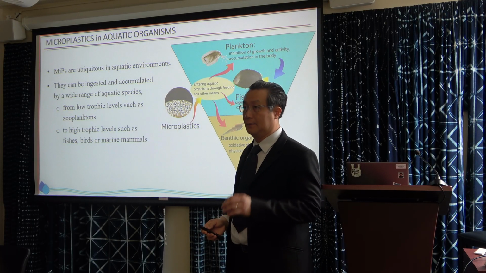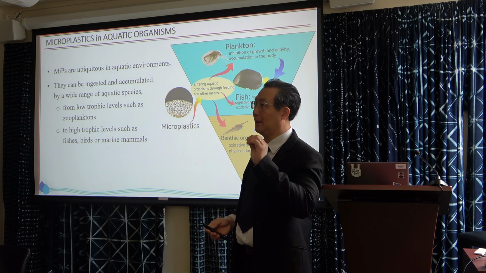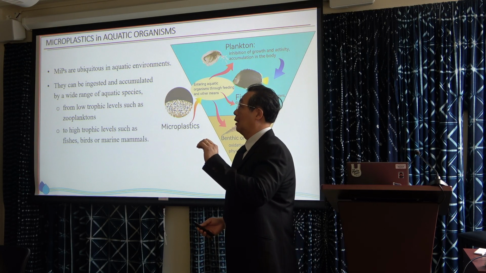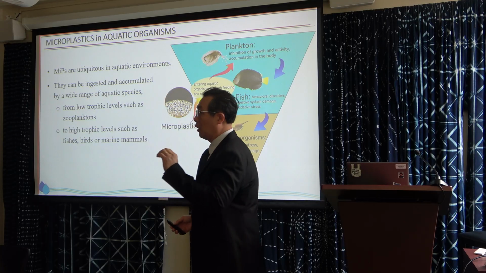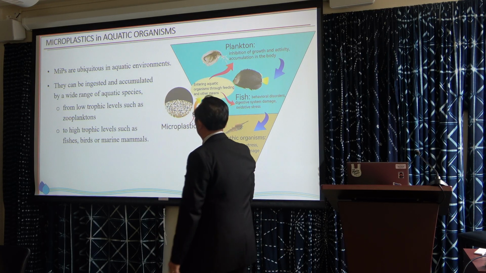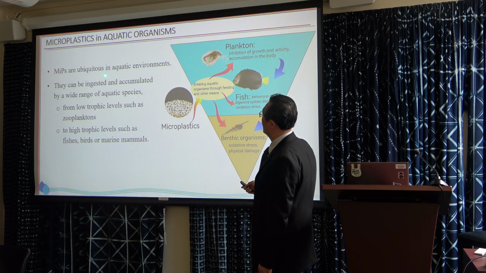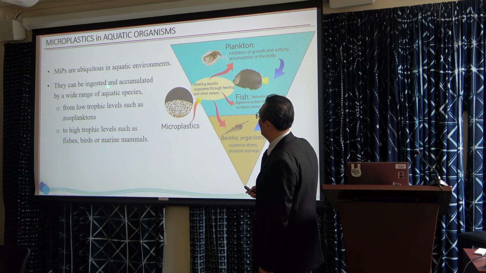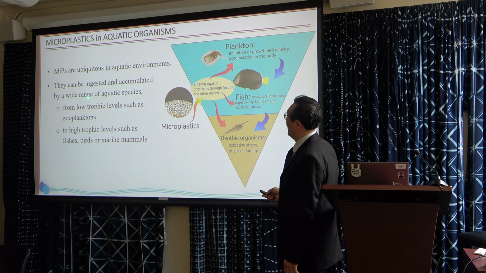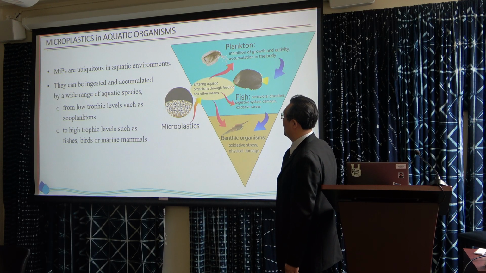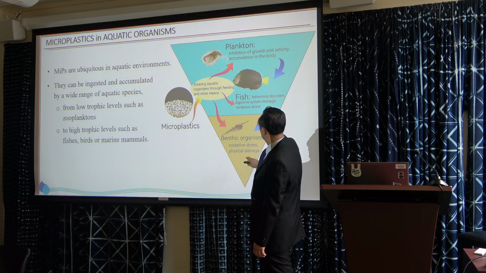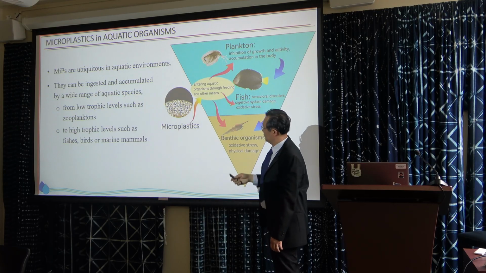If we go further, we investigate how microplastic affects local aquatic organisms. We know that microplastics are ubiquitous in the aquatic environment. They can be ingested and accumulated by a wide range of aquatic species, from low trophic to high trophic.